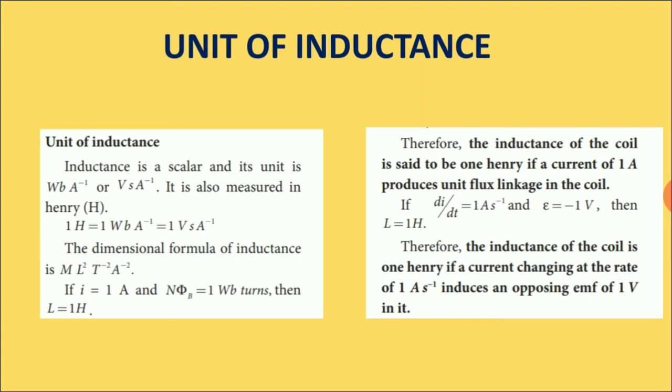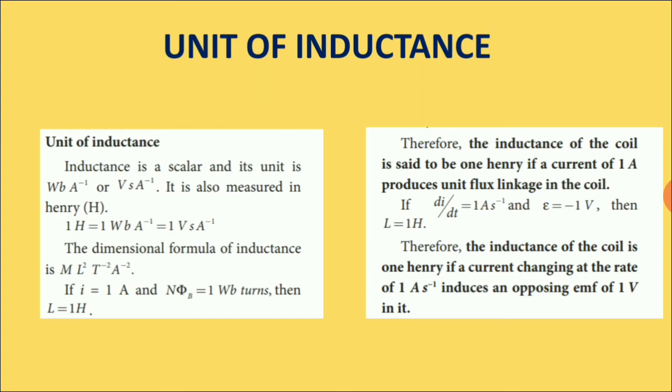If I is equal to 1 ampere and N phi_B is equal to 1 weber turn, then L is equal to 1 henry, or inductance is equal to 1 henry. Therefore, the inductance of the coil is said to be 1 henry if a current of 1 ampere produces unit flux linkage in the coil.